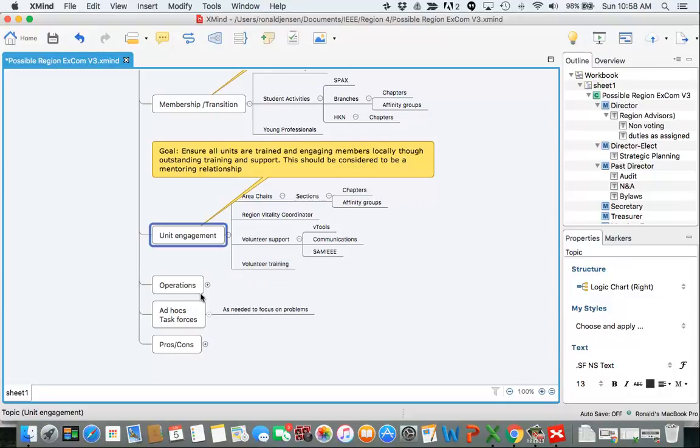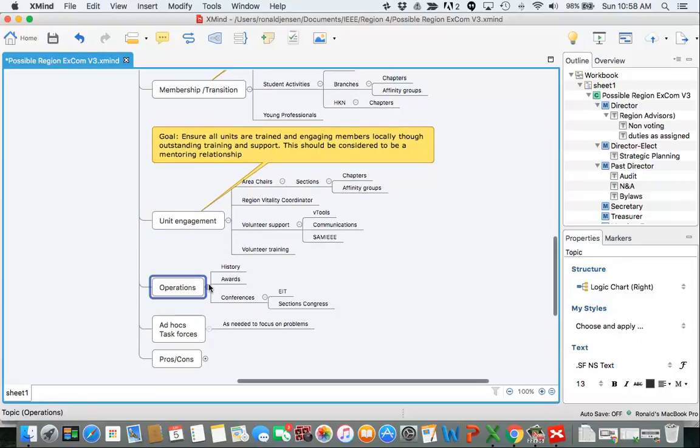The next one is just operational, and it fits into the sorts of things that we do as normal operations and have to be done. So we have a history position, which is valuable. We have awards, which are very important, difficult in many cases to get the candidates that we need, but it's very important to recognize our volunteers and members through a recognition of their achievements.